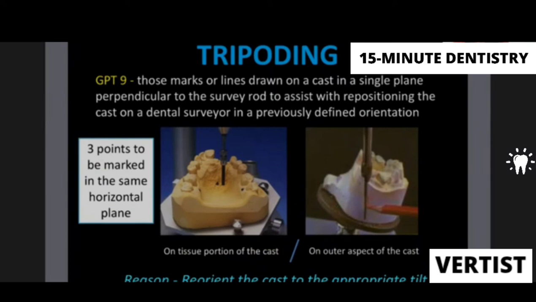So you mark specific points which are either on the tissue portion of the cast, which are not going to be a part of your design, or in the outer surface, that is the index portion of your cast. You're going to be marking points so that those points can be scribed onto, and the same kind of points have to be touched upon by your paralleling tool when you reorient your cast. So 3 points to be marked in the same horizontal plane, and those are going to be helping you to reposition your cast on your dental surveyor, and that's what is the basic need and reason why tripoding is done.